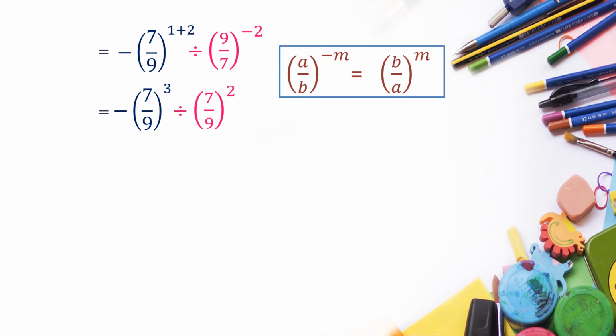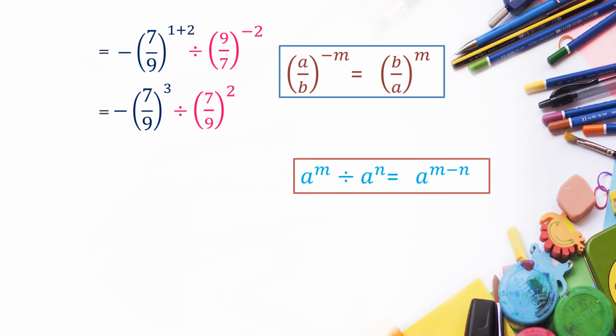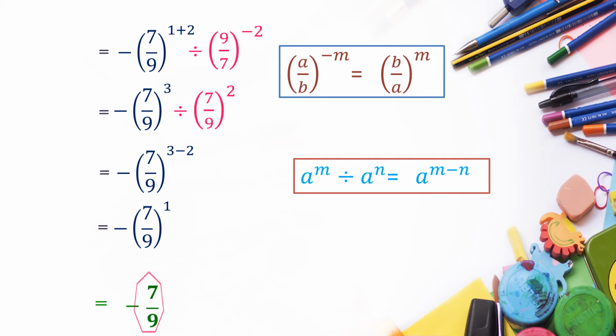Now bases are common, powers differ. So we can use a power m divided by a power n is equal to a power m minus n. This law to simplify. So it becomes minus of 7 by 9 whole power 3 minus 2. On subtracting the power, we get minus of 7 by 9 whole power 1. Therefore, the solution for the sum is minus 7 by 9. This is the solution.